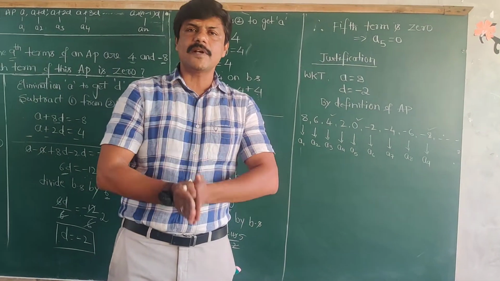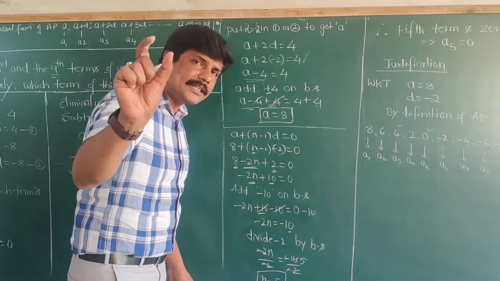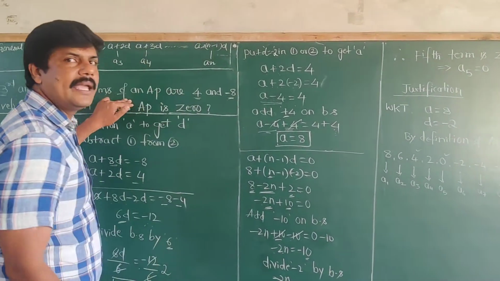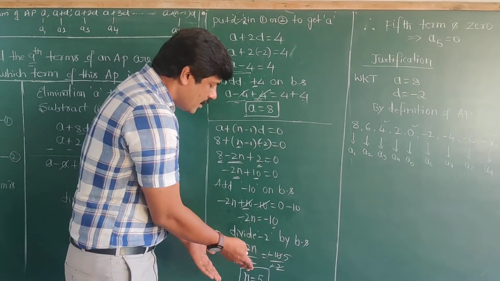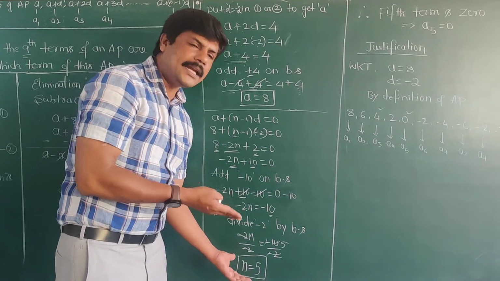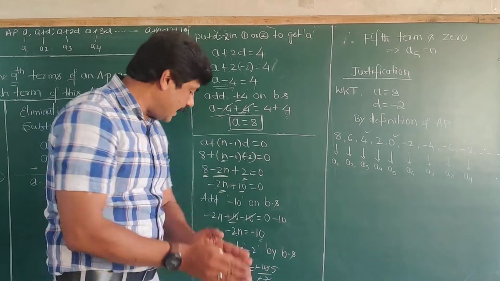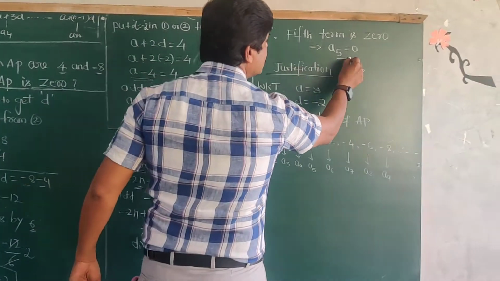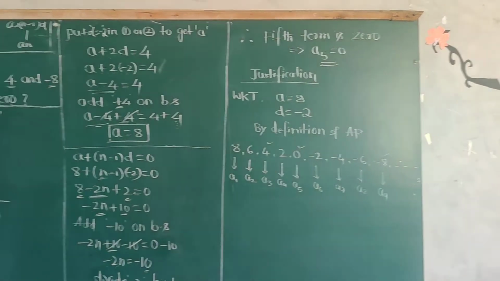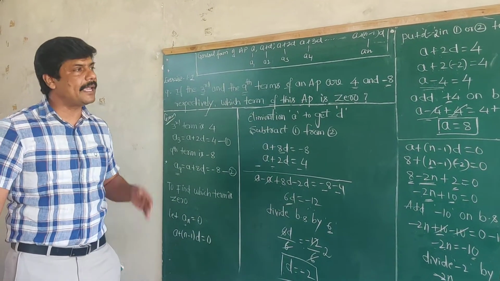Once we get n is equal to 5, it is confirmed that the fifth term of this AP is 0. So we have got the value after substituting 0 here. You know that we have got n is equal to 5. N is equal to 5 means what? It means the fifth term of the AP is 0. So in this particular problem, which term of the AP is 0? The fifth term of the AP is 0.